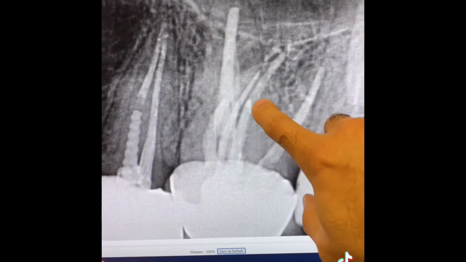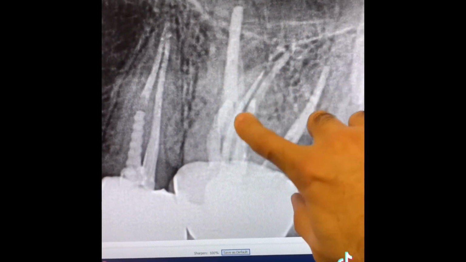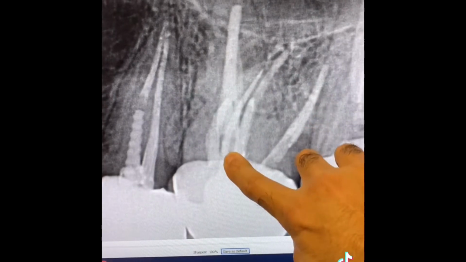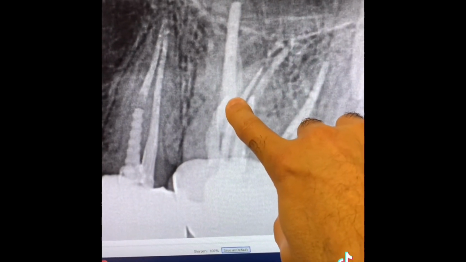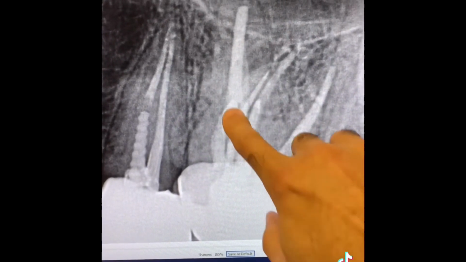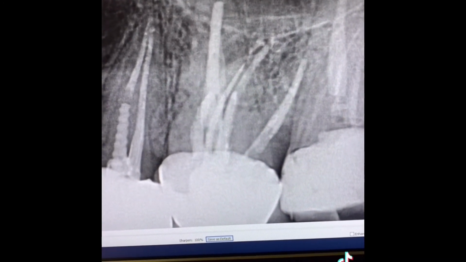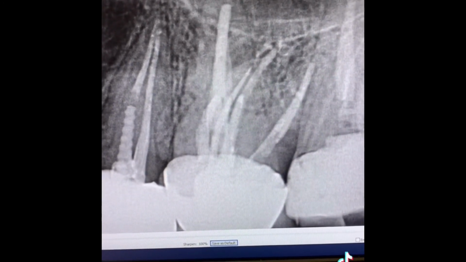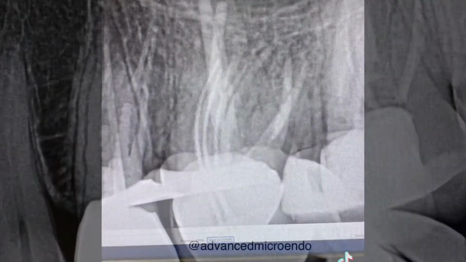So I placed white MTA. In MB2, I placed gutta percha through and through, but in MB1 and MB3, I used white MTA, placed apical plugs followed by gutta percha and sealer. Everything went really well, so I'm optimistic about this tooth. Have the patient come back in 6 months, but as I said, I'm very optimistic. Excellent.